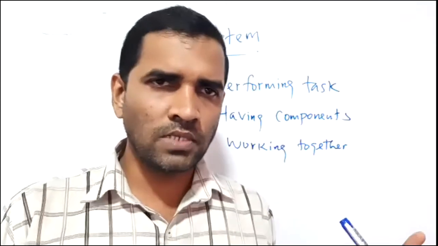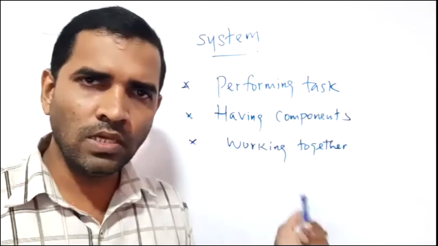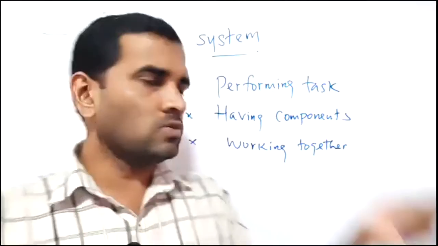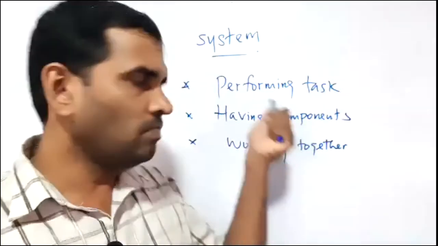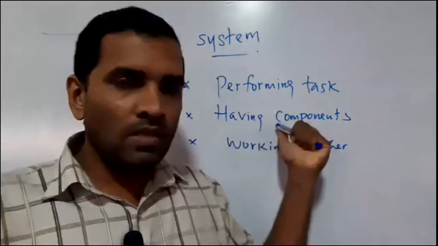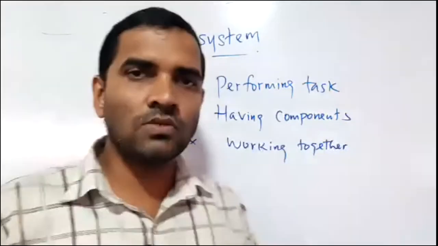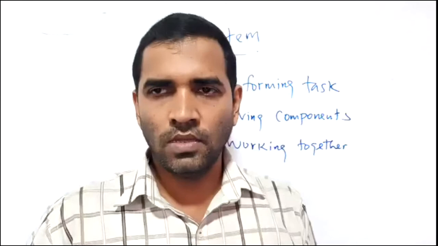So no one expects any other definitions. Try including these three points in your definition. So you should know how to make the definition by combining these, okay? So I take those three points again. If it is a system, it must perform a task. That must have components inside. And also these components must work together.